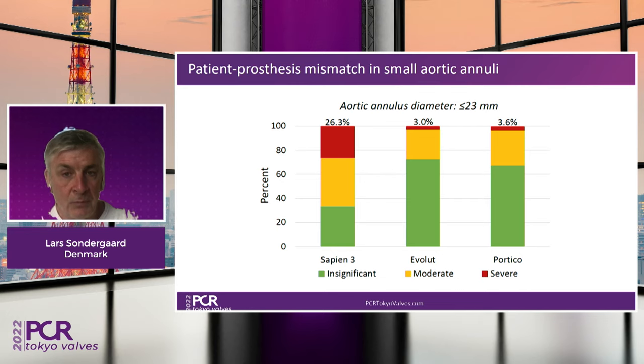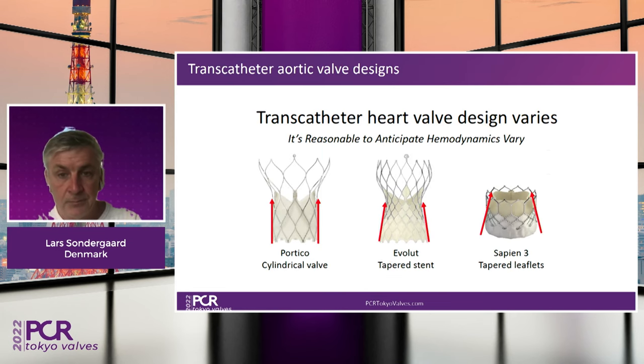And then most of the remaining patients will have moderate PPM. So it's only about 30% of the patients who have insignificant PPM. As expected, it's going to be better if you use an Evolut platform, self-expanding technology with a supra-annular position. Only 3% will have severe PPM. But maybe as an eye-opener, or surprising for most of us, it's exactly the same rate as you get with a Portico valve, or nowadays a Navitor valve, despite it being a self-expanding technology with an intra-annular position.